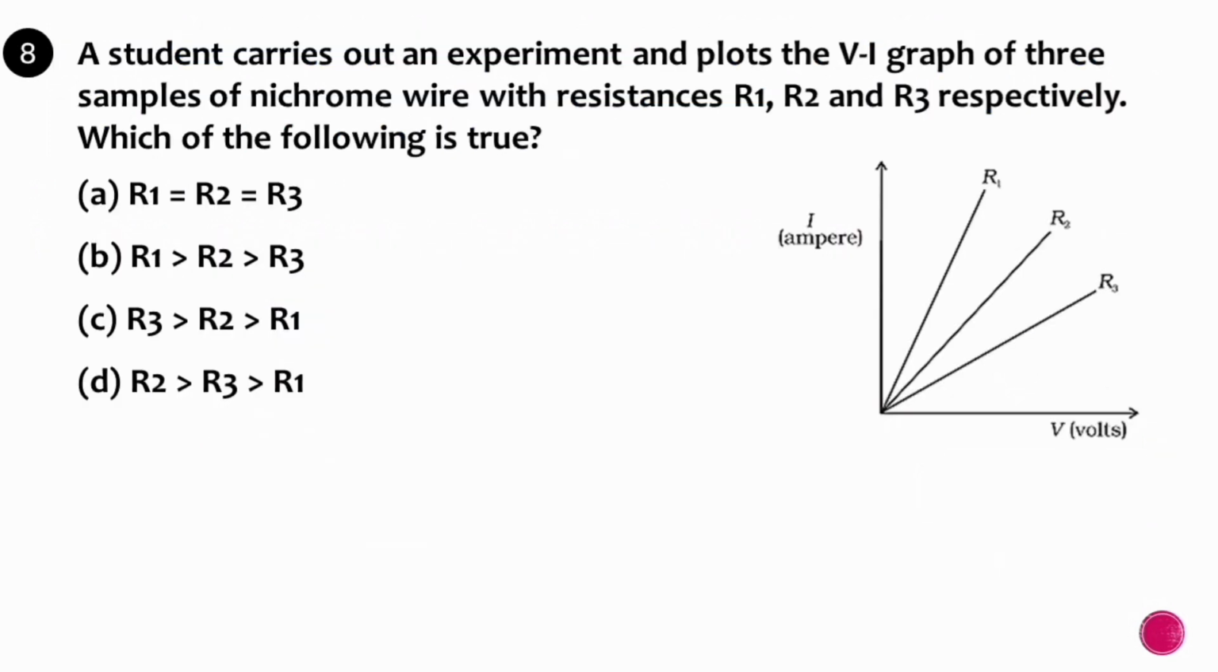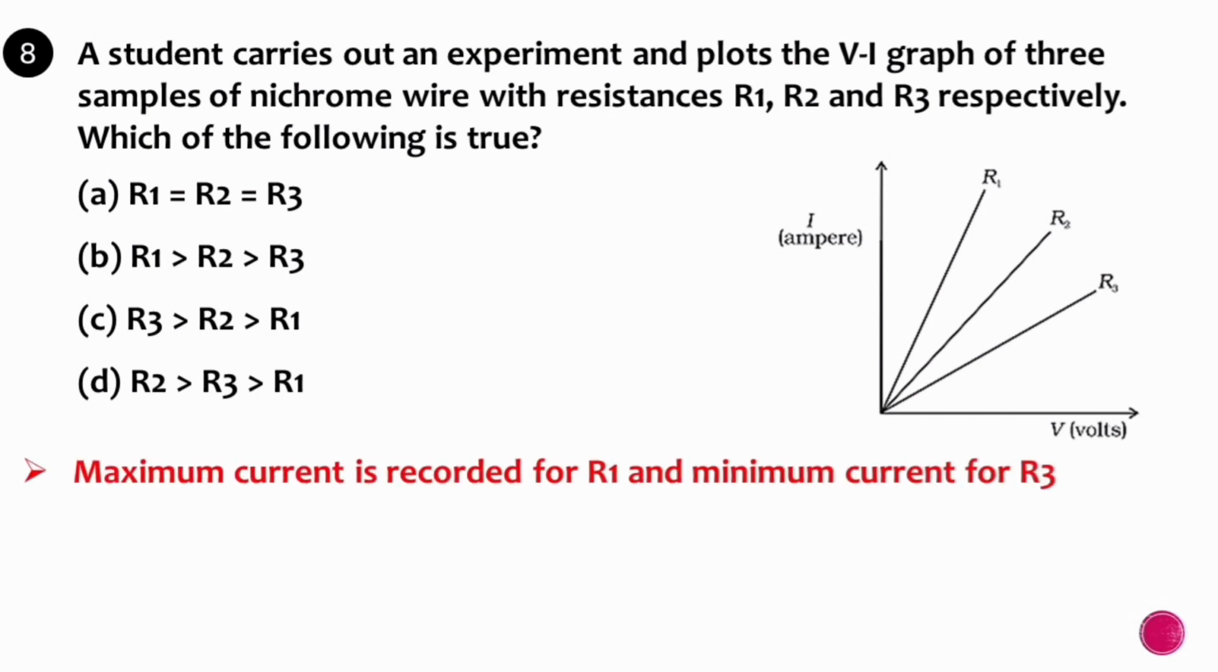A student carries out an experiment and plots VI graph of 3 samples of nichrome wire with resistances R1, R2, R3 respectively. Which of the following is true? R1 equal to R2 equal to R3, R1 greater than R2 greater than R3, R3 greater than R2 greater than R1, or R2 greater than R3 greater than R1. First, let's try to understand the graph. From the graph, we can understand that maximum current is recorded for R1 and minimum current is recorded for R3.